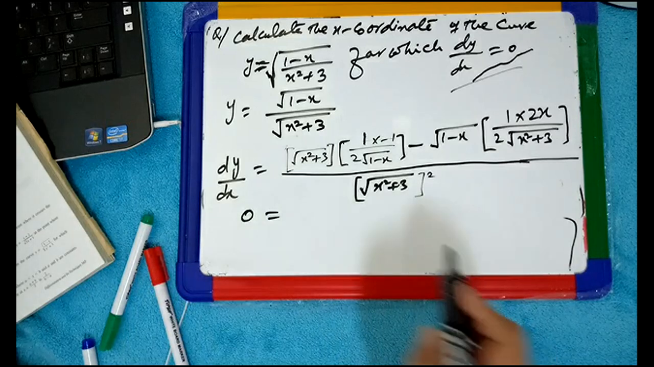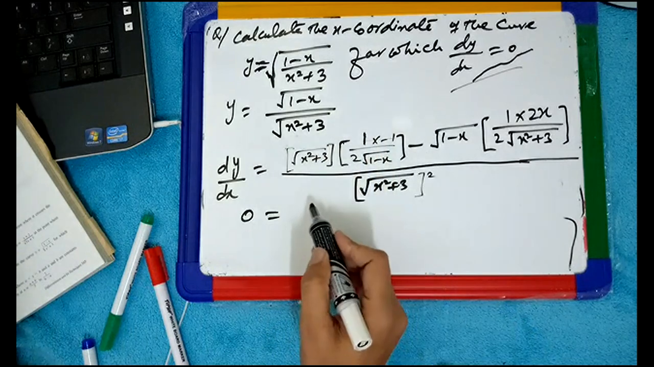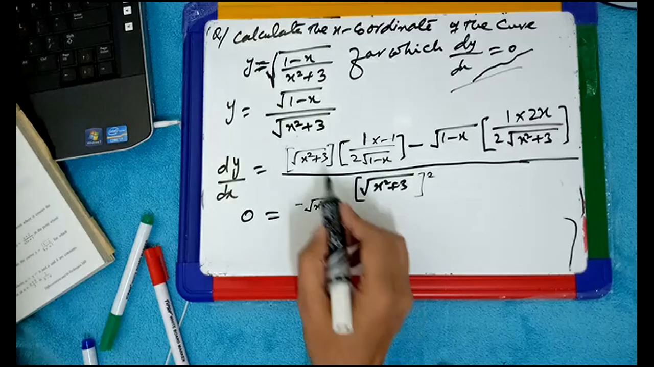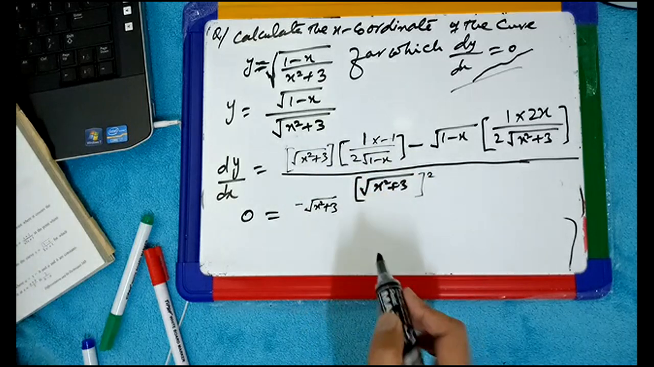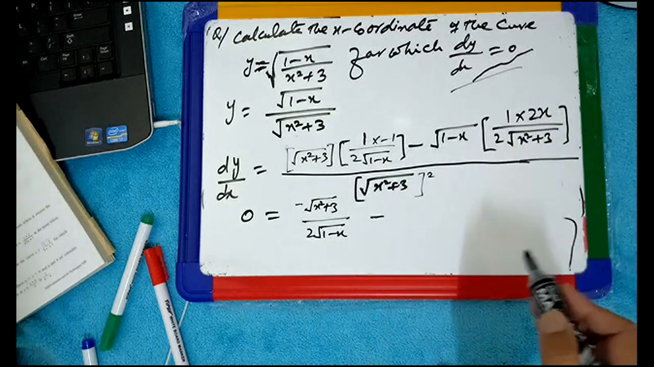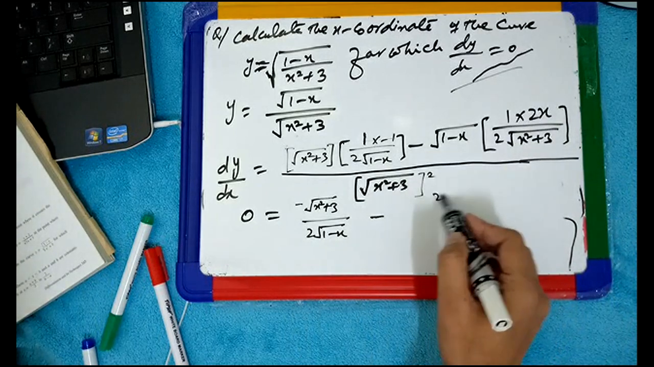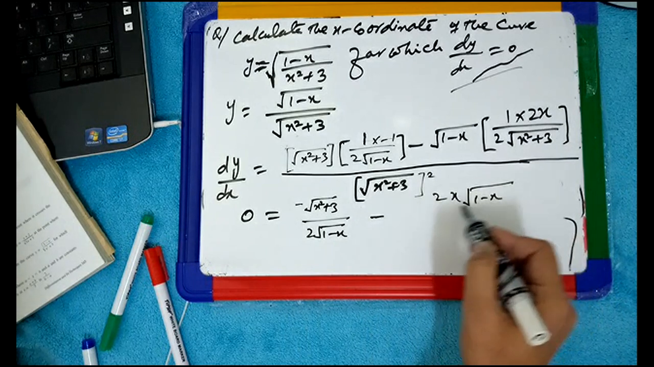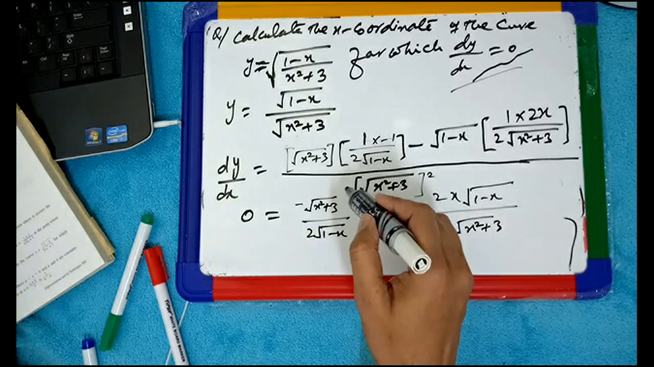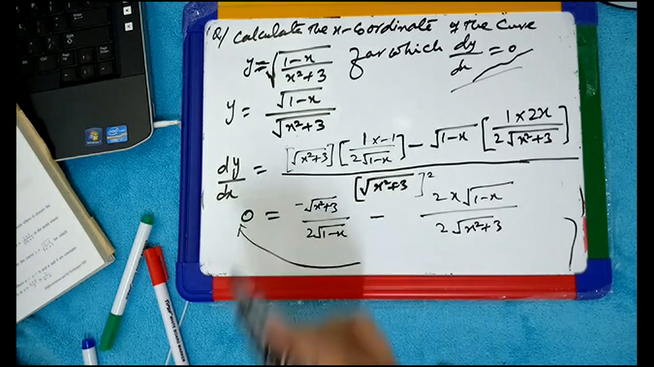So now I will start the multiplication. This with this will be minus square root of x squared plus 3, and because of this minus, it will come over here, over 2 under root 1 minus x. Minus this, which will be 2x square root of 1 minus x divided by 2 times radical x squared plus 3. The denominator will go to the other side with 0, so no need to write that one.